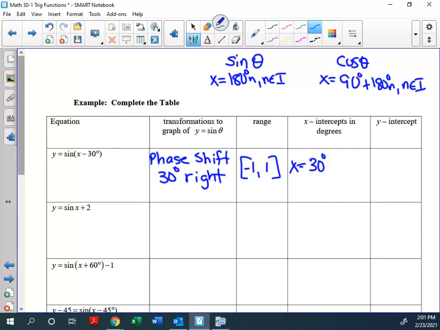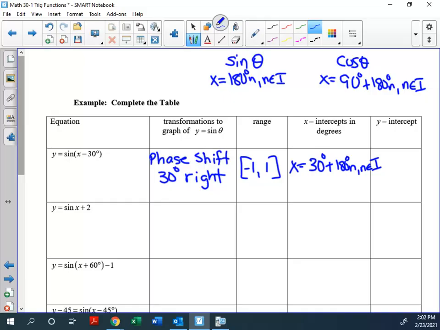Now, how far apart do those intercepts happen? Now, did that change with my physically moving it? Does that 180 degrees apart change at all? Nope. So there's my 180 degrees n, n element of integers. So really think about what's going on. Don't just do something. Think about what you're writing down. Okay? Because I've seen that a lot. Oh, it's just 210 degrees n. No, you did no thinking.